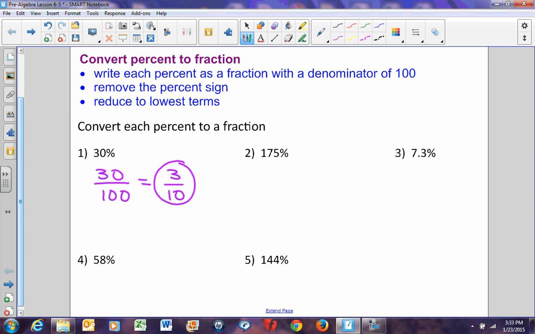175%. Write each percent as a fraction over 100. So I've written it over 100, gotten rid of my percent sign. Now I'm going to change this. Okay, right away you should see that this is a mixed number. It's 1 75/100. And hopefully you know that 75 over 100 is reducible by 25. So it's 1 3/4.